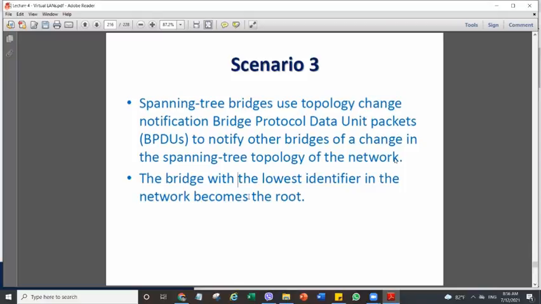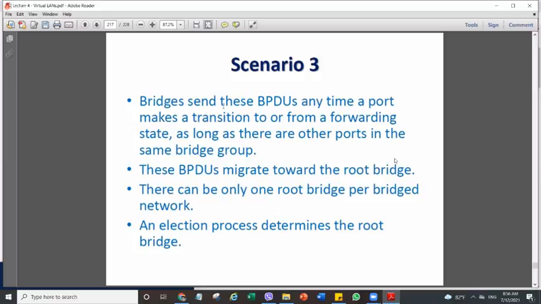Second, it says the bridge with the lowest identifier in the network becomes the root. Those things you are aware of. Bridge priority is considered to finalize the root bridge, so the priority should be very low to assign it as the root. We just send these BPDUs anytime.